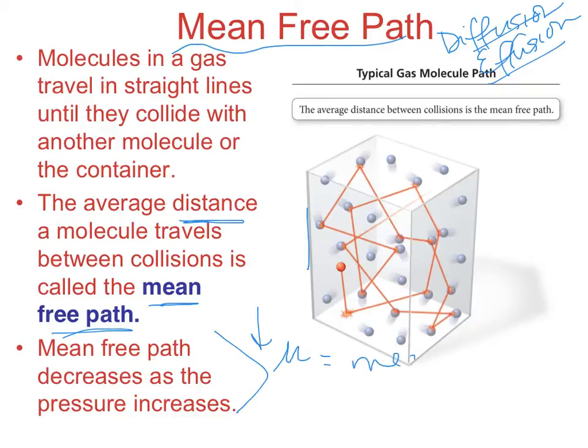That value goes down as pressure goes up. Why might that be? If you've increased pressure, let's say you decrease the volume, so you've squished all these gas particles closer together, they're obviously going to collide more frequently, and they will have a smaller mean free path.